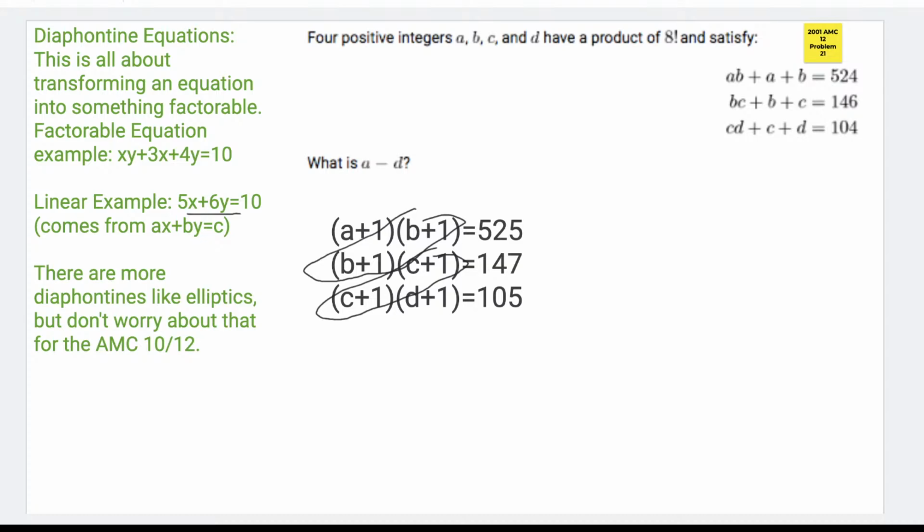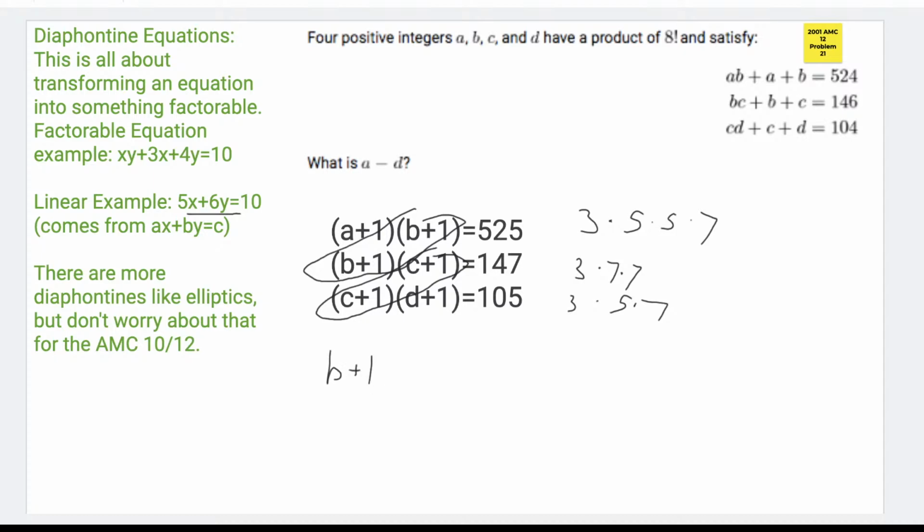We notice that 525, prime factorized, is 3 times 5 times 5 times 7. 147 is 3 times 7 times 7, and 105 is 3 times 5 times 7. What I mean is that c plus 1 cannot be 15 because 15 does not divide 147, so there have to be some shared factors between these two parts. It seems easier to work with b plus 1 times c plus 1 because both of these terms are intersected by the other things. So 3 times 7 is also here, so maybe b plus 1 is 3 times 7. We'll try that now.